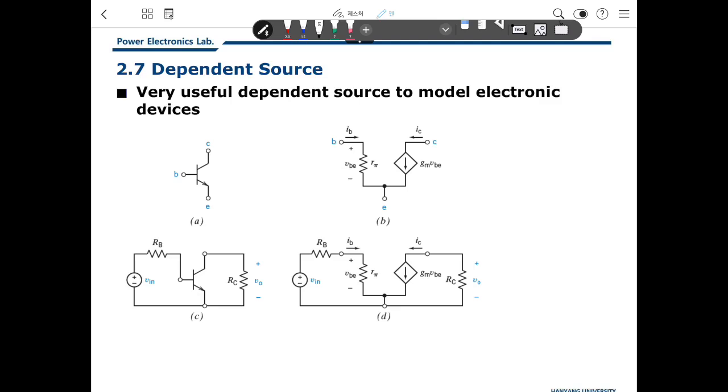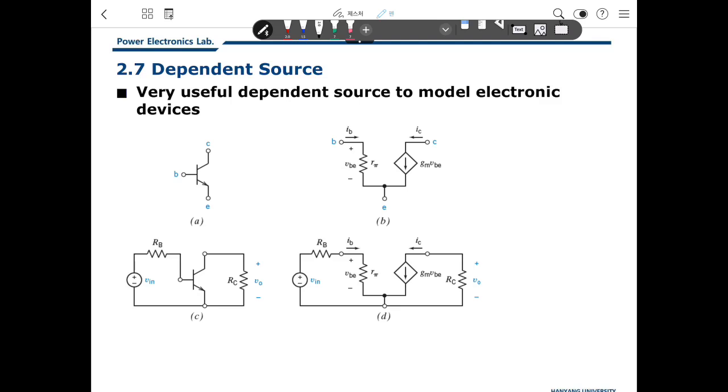Dependent sources are very useful for modeling electronic devices like a transistor. So what is a real example of a dependent source? In the ideal case, a voltage source has a real example in the battery, so it is very easy to imagine what an independent voltage source is. But what is the real example of a dependent source? It is very useful to model electronic devices like the MOSFET and the BJT, the bipolar junction transistor.